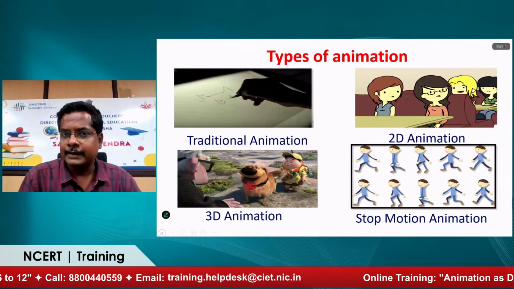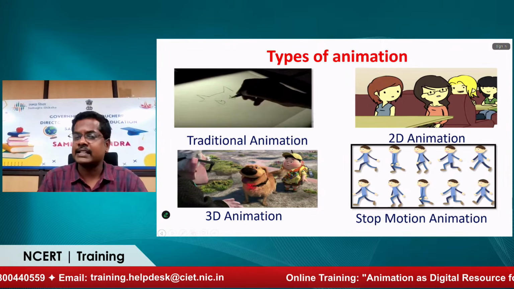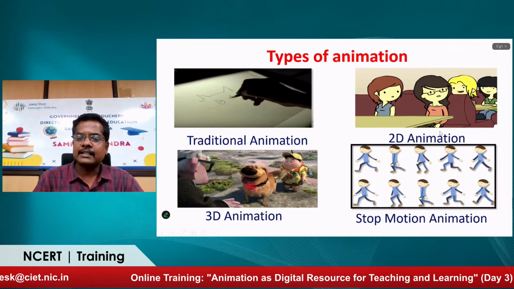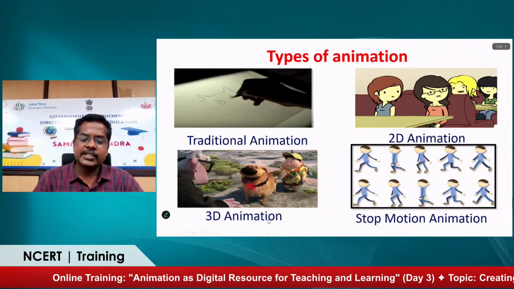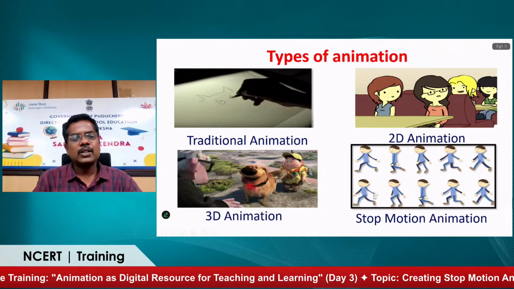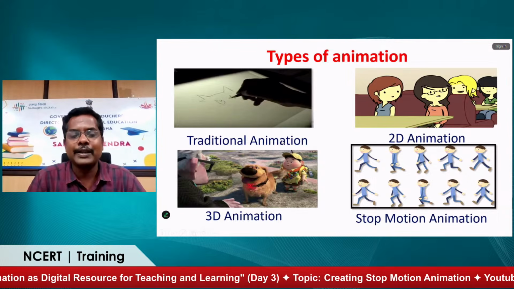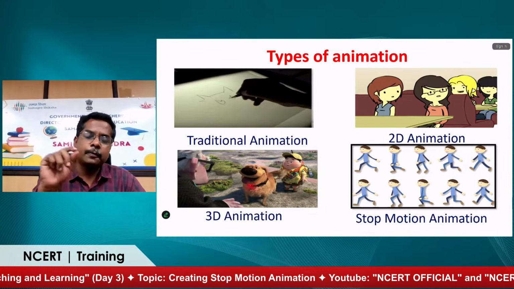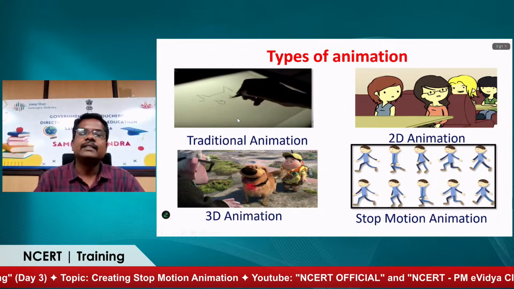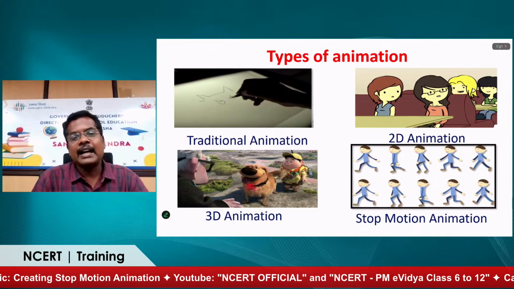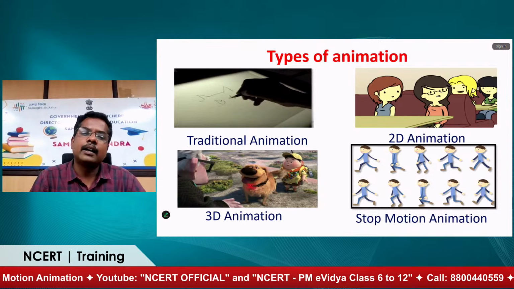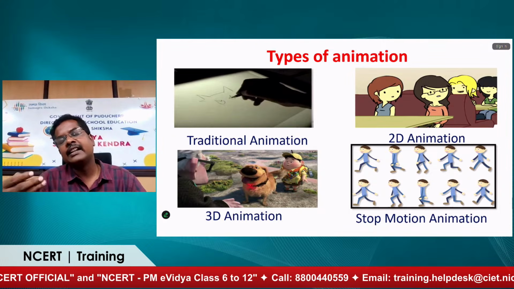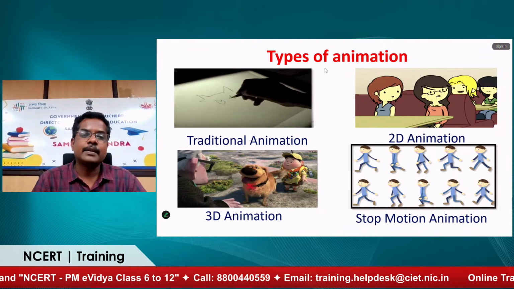There are different types of animations, but I have classified them into 4. One is traditional animation, then 2D animation, 3D animation, and stop motion animation. Traditional animation, as the term itself suggests, is the oldest form of animation, where each frame is drawn by hand, and they take photographs, and then they create animated movies like Tom and Jerry. So in the oldest format, they used to draw, then take photos, and then create animation.